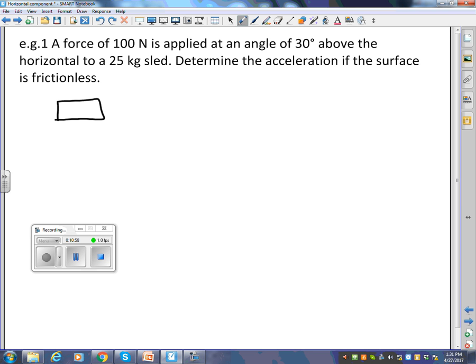So there's our sled, right? And we've got a force of 100 newtons at an angle. So that's a 100. The angle is 30 degrees. Didn't we already figure out what these values are? And the surface is frictionless. So all we also know is that it's 25 kilograms, right?